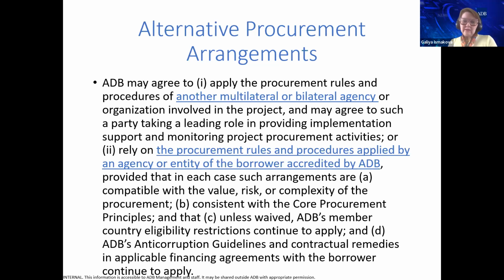So we have signed a number of alternative procurement arrangements with multilateral development banks, and the list of these alternative procurement arrangements is available on the ADB website. So what does it mean? It means that only one set of procedures is applied for a transaction, and the value, risk, and complexity of the procurement is taken into account. So can we please go to the next slide?